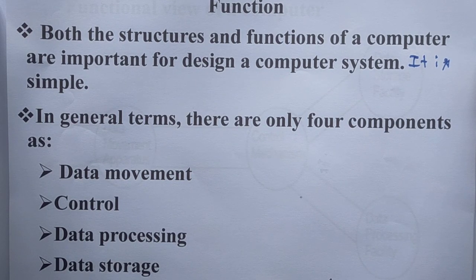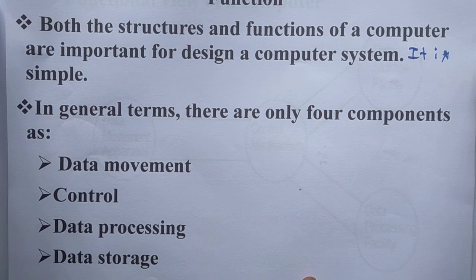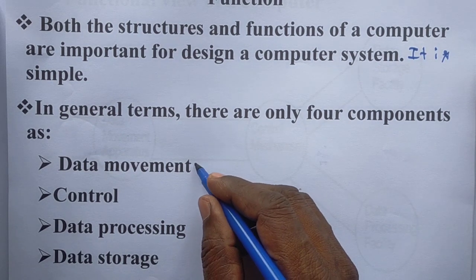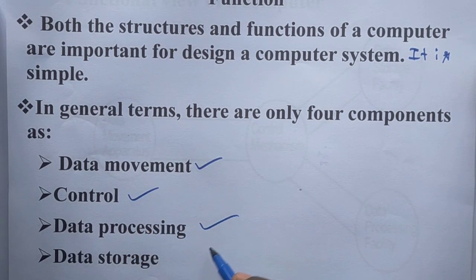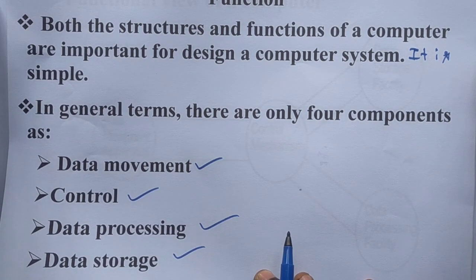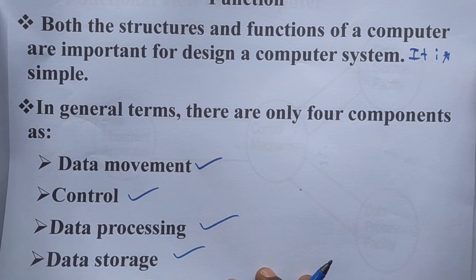In terms of functions, there are only four components: data movement, control, data processing and data storage. These four components are important for the different functions considered for a computer system. Then we go through them.